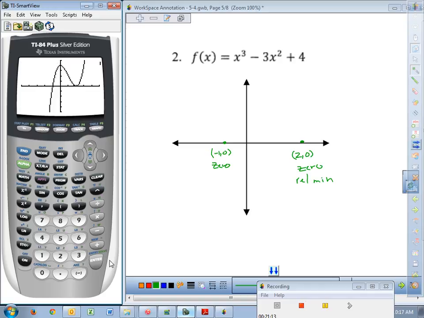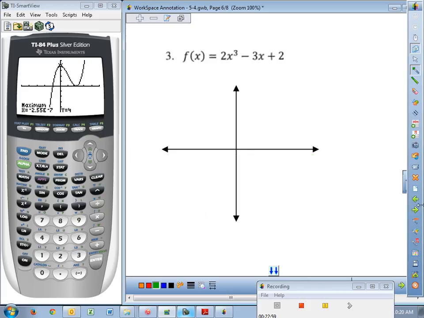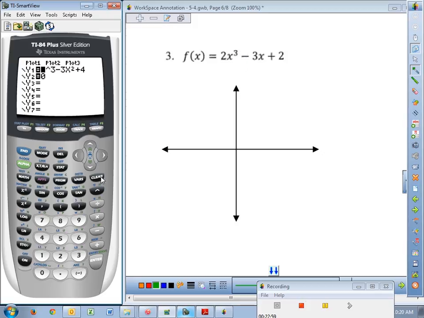Where's the old max at? Again, what do you think that means right there? 0, 4, right? And then I forgot to label this guy. He's a rel max. Yep. Next guy. End behavior of him. He's a cubic. Same way or different ways? Different ways.